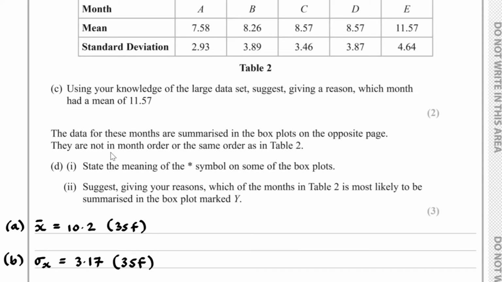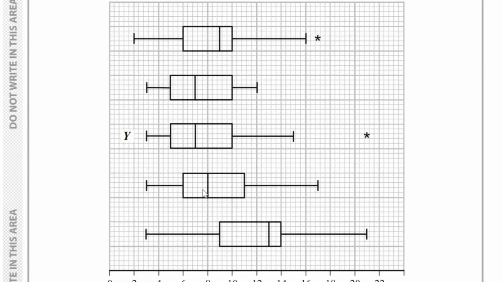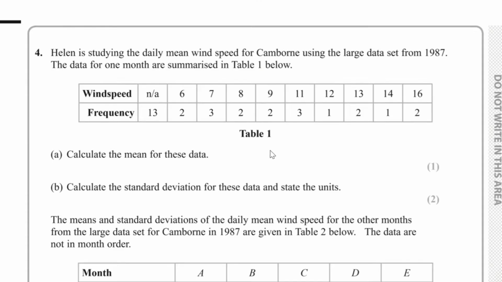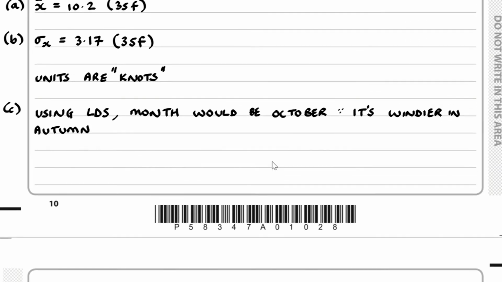Question number 4, part D. The data for these months are summarized in the box plots on the opposite page. They are not in month order or the same order as in table 2. For the first part of part D, we have to state the meaning of this star symbol on the box plots. Those quite simply mean outliers.